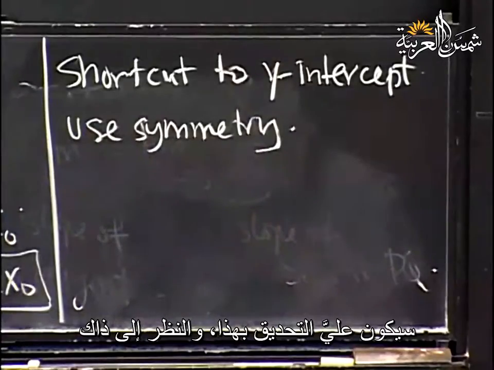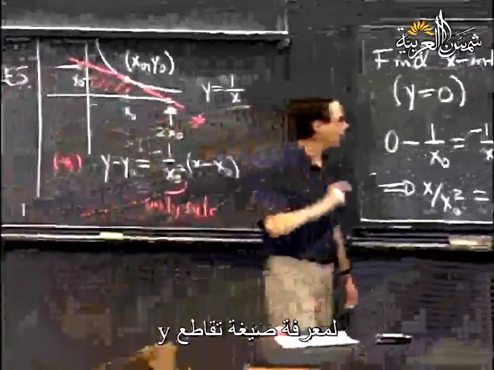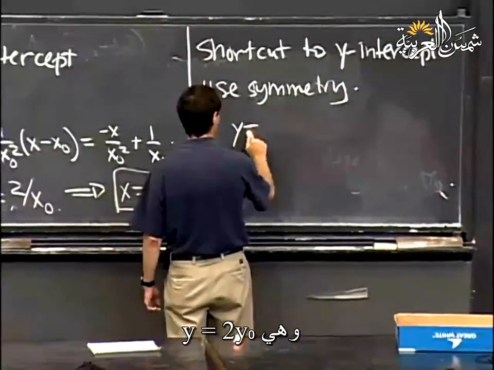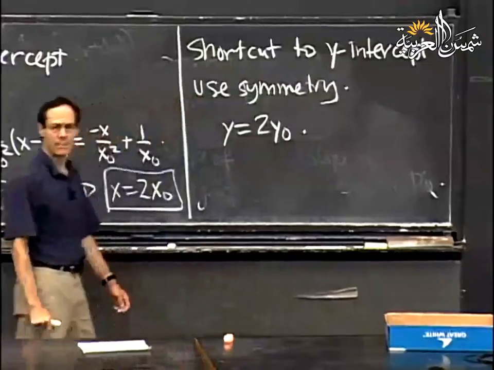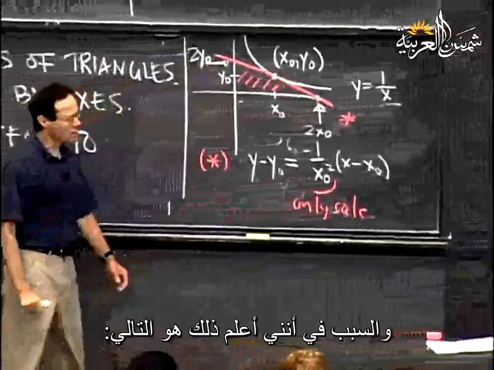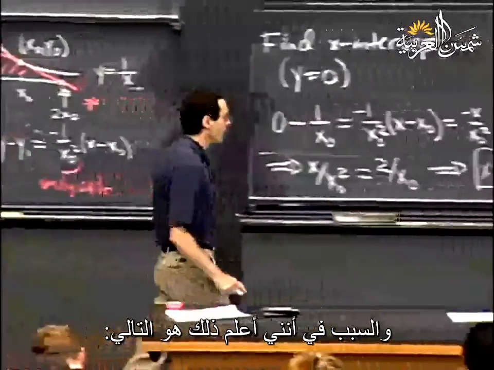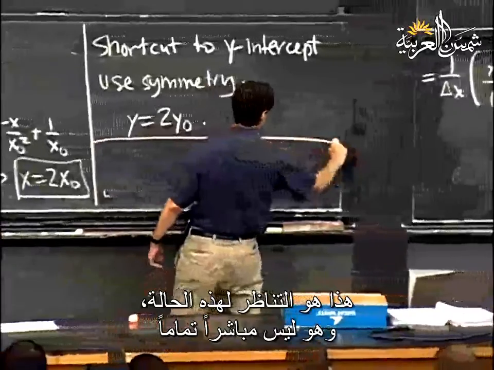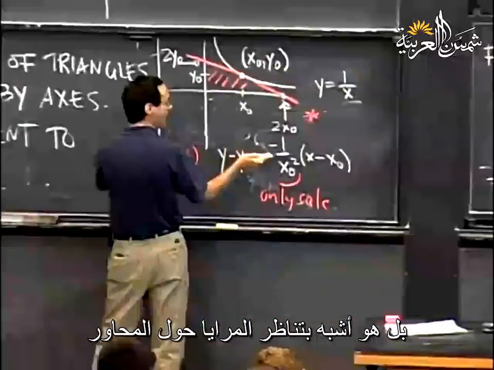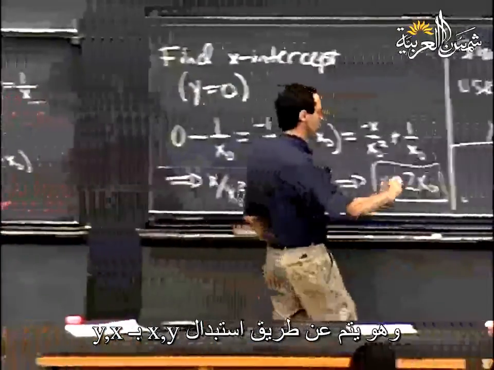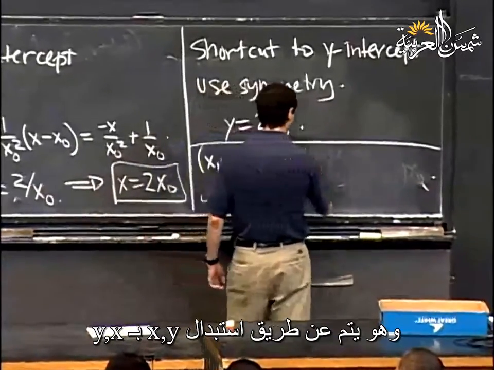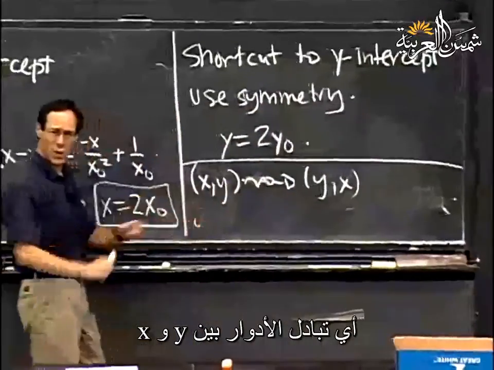All right, I claim I can stare at this, and I know the formula for the y-intercept. It's equal to 2y0. So this one is 2y0. And the reason I know this is the following. Here's the symmetry of the situation, which is not completely direct. It's a kind of mirror symmetry around the diagonal. It involves the exchange of xy with yx, trading the roles of x and y.